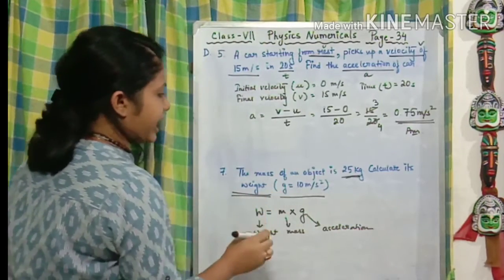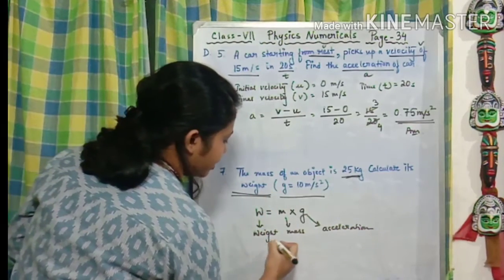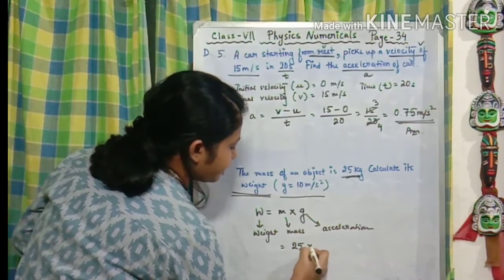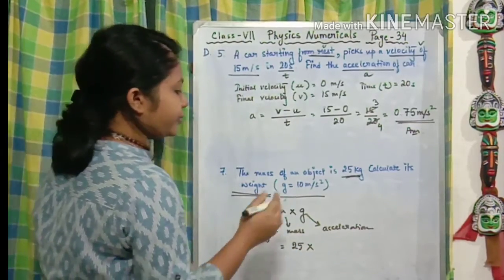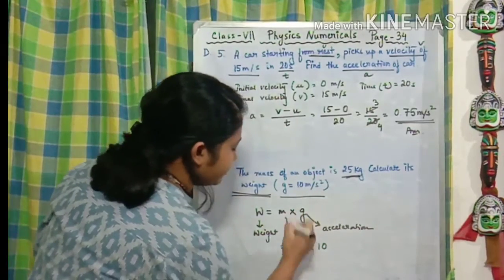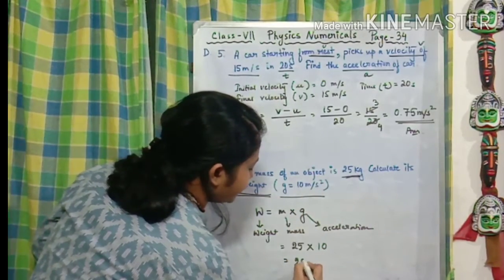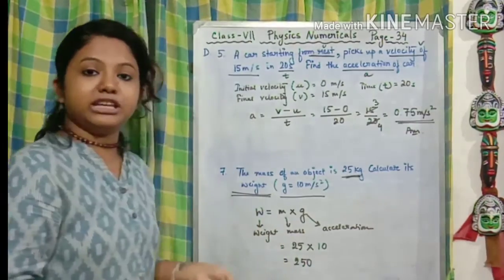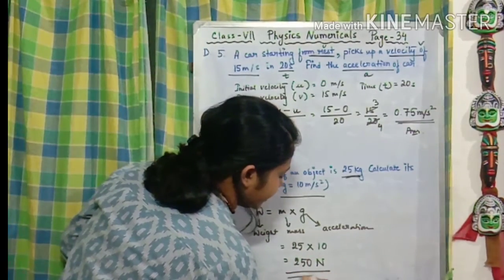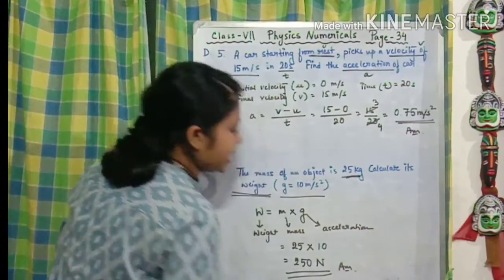Now out here what has been given, mass has been given. So we are going to put the mass, that is 25 kg, and acceleration due to gravity, that is 10 meter per second square. So eventually it will become 250, and 250 what will be the unit? That is Newton, that is capital N, and this is our answer.